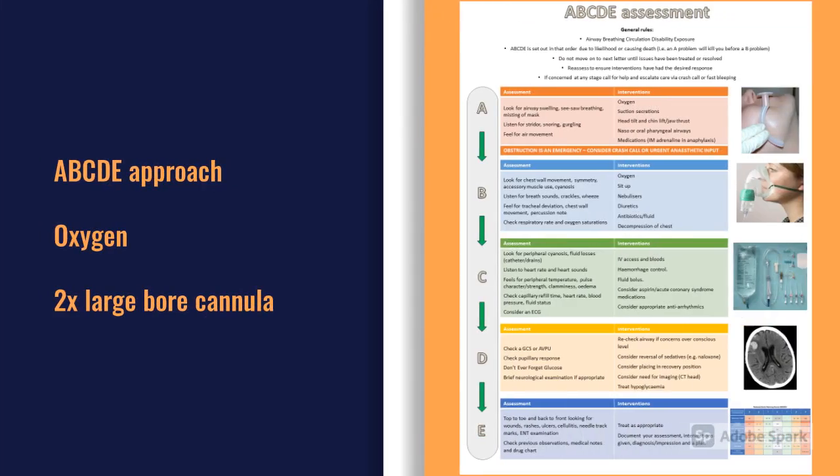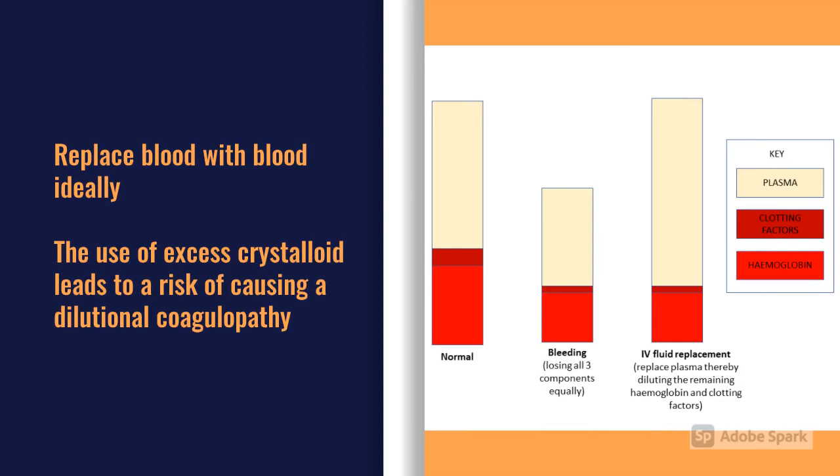But thinking about your A to E moving forward, these patients need oxygen, they need cannulation, venous access, two cannulas preferable, large bore cannulas again preferable, and ideally we want to start replacing blood with blood as soon as possible if this patient is looking shocked, and not giving too much crystalloid and aiding in that dilutional coagulopathy issue that we see when we're replacing blood with crystalloids, with essentially salty water.